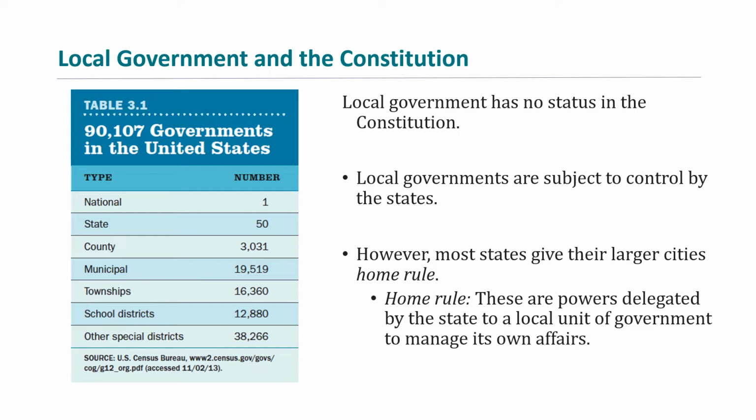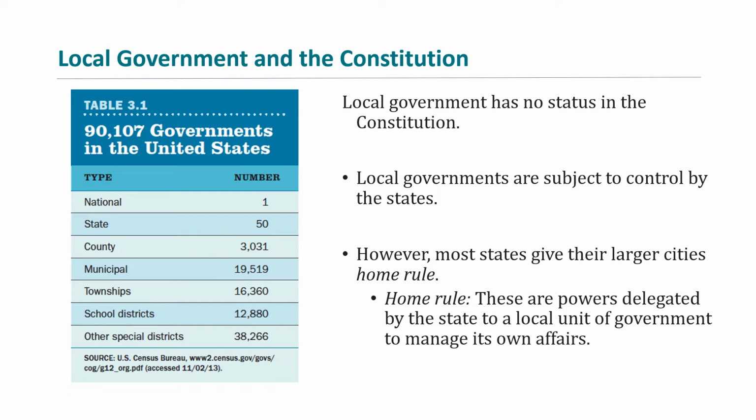It's important to note that local government occupies a strange, but extremely important place in the U.S. federal system. In fact, the book states that the status of American local government is probably unique in the world experience. Like I said previously, local government has no status in the Constitution and has always been creatures of the state, and therefore they are subject to control by the states. You can see from this graph that there are over 90,000 units of government in the United States, and only 51 of them, the state and the national, are considered not to be local.